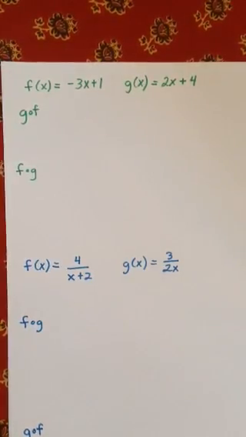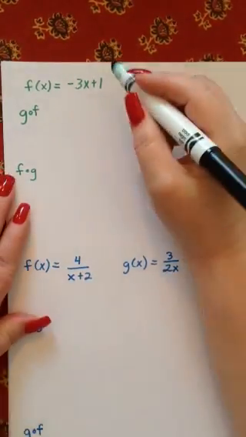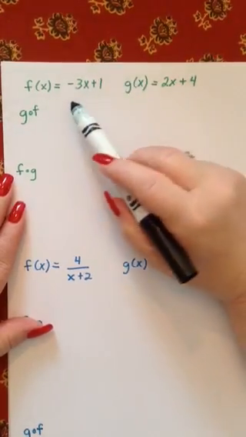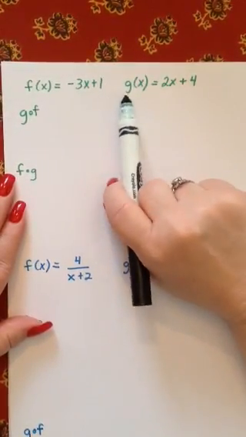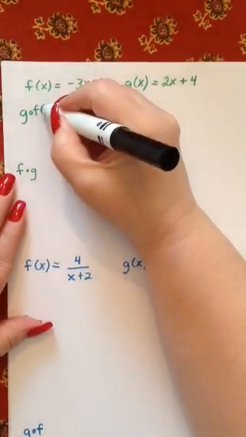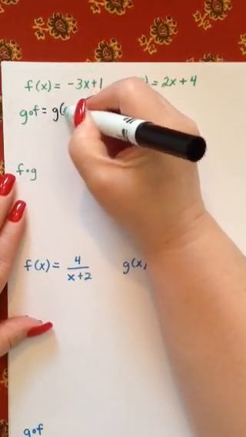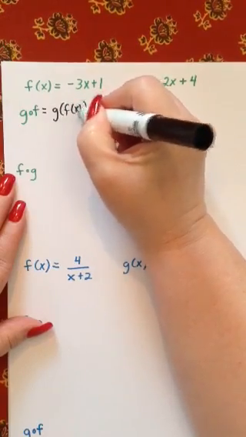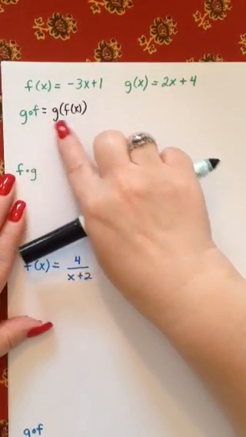All right, now we are on composition of functions, and we're told that f of x is negative 3x plus 1, g of x is 2x plus 4, and they asked me to find g of f. So I'm going to rewrite it. I would rather write it as g of f of x. The order is always the same. G goes first, f goes second.